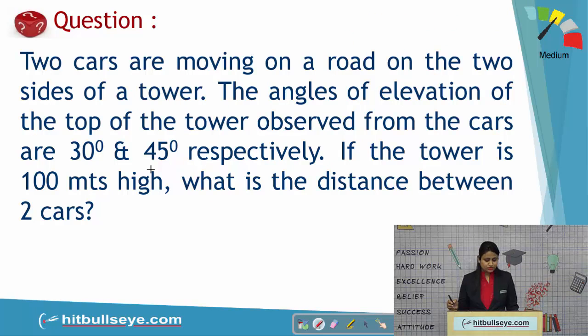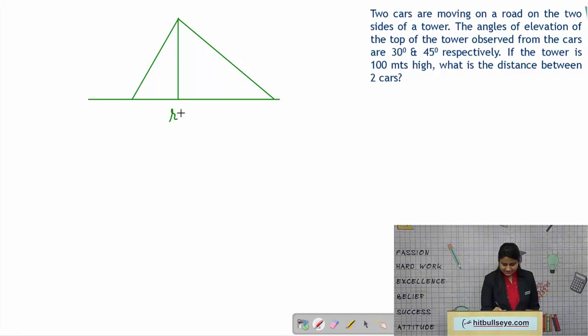It says, two cars are moving on a road on the two sides of a tower. The angles of elevation of the top of the tower observed from the cars are 30 degree and 45 degree respectively. If the tower is 100 meters high, what is the distance between the two cars? Let this be the road. Car 1, car 2, this is the tower 100 meter high.